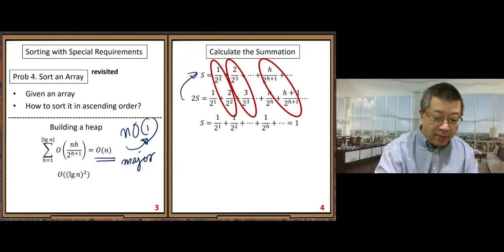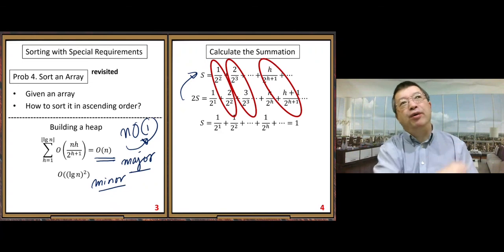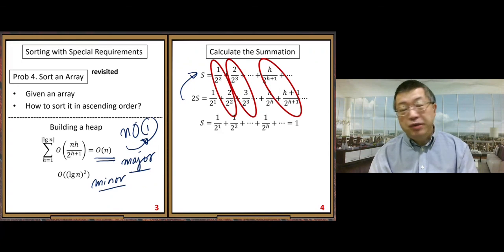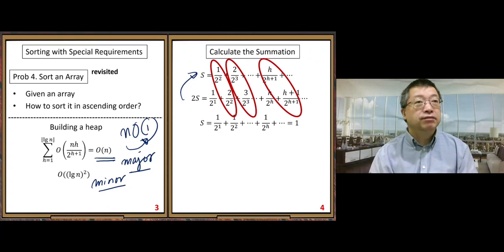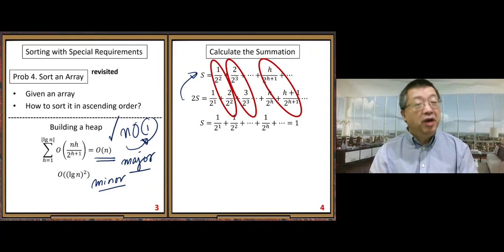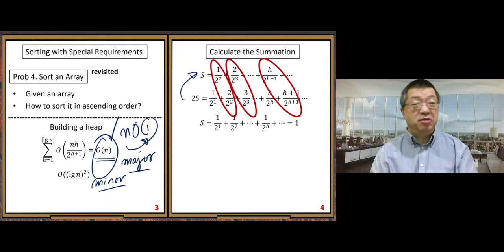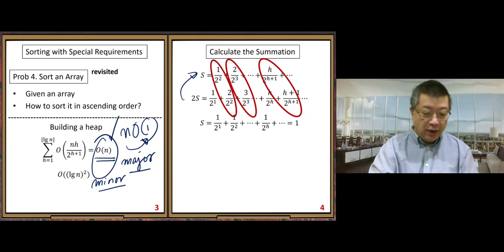Remember, we also have a minor part, right? Compared with the major part, the minor part can be ignored. Log n squared, compared with n, is too small. It can be ignored. This is the dominant term. We only keep the dominant term. So the answer is the building cost is big O of n. So that's the answer. And we complete this video.